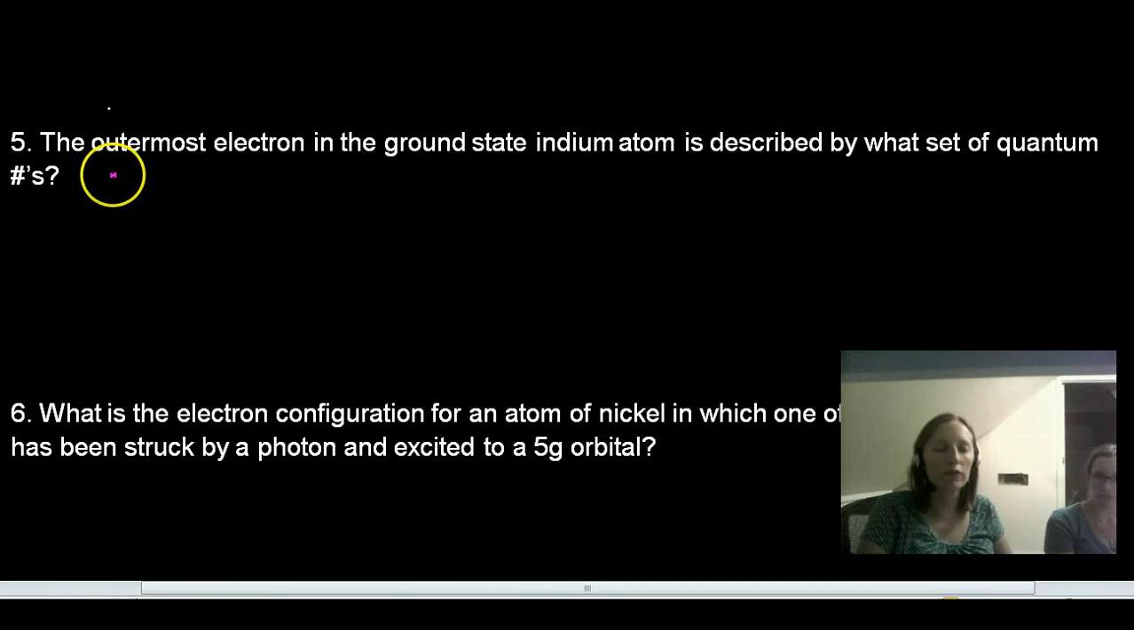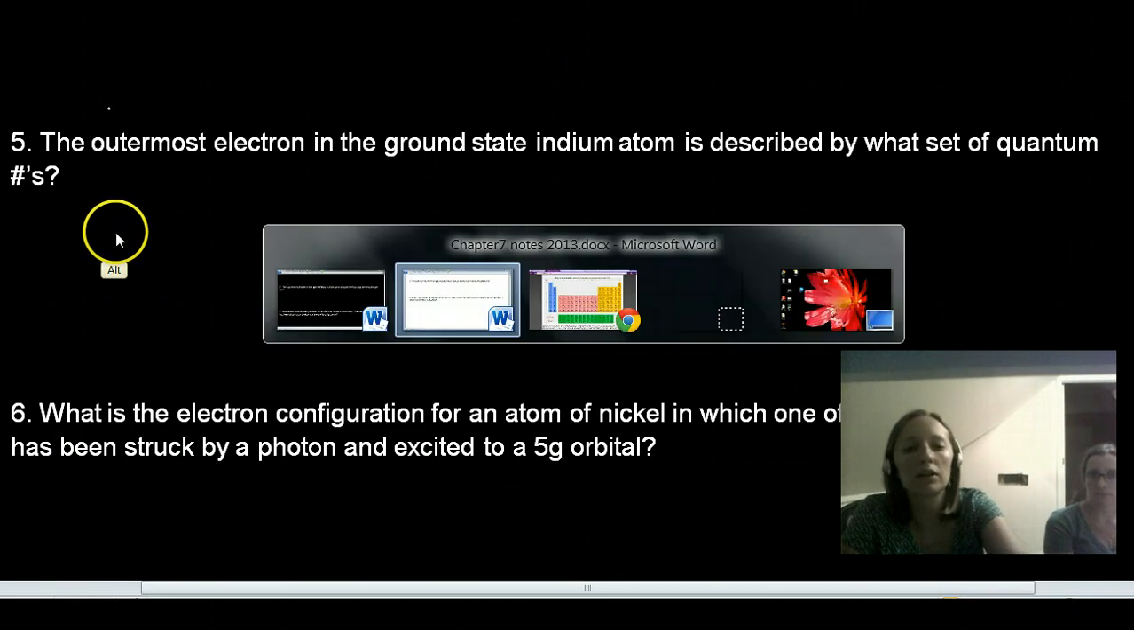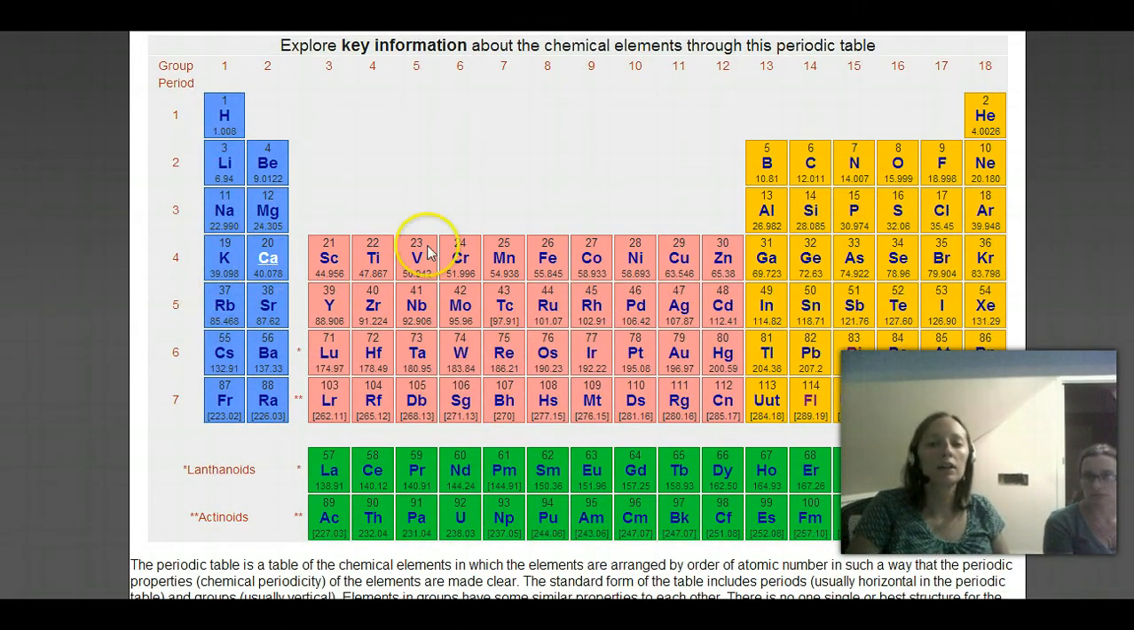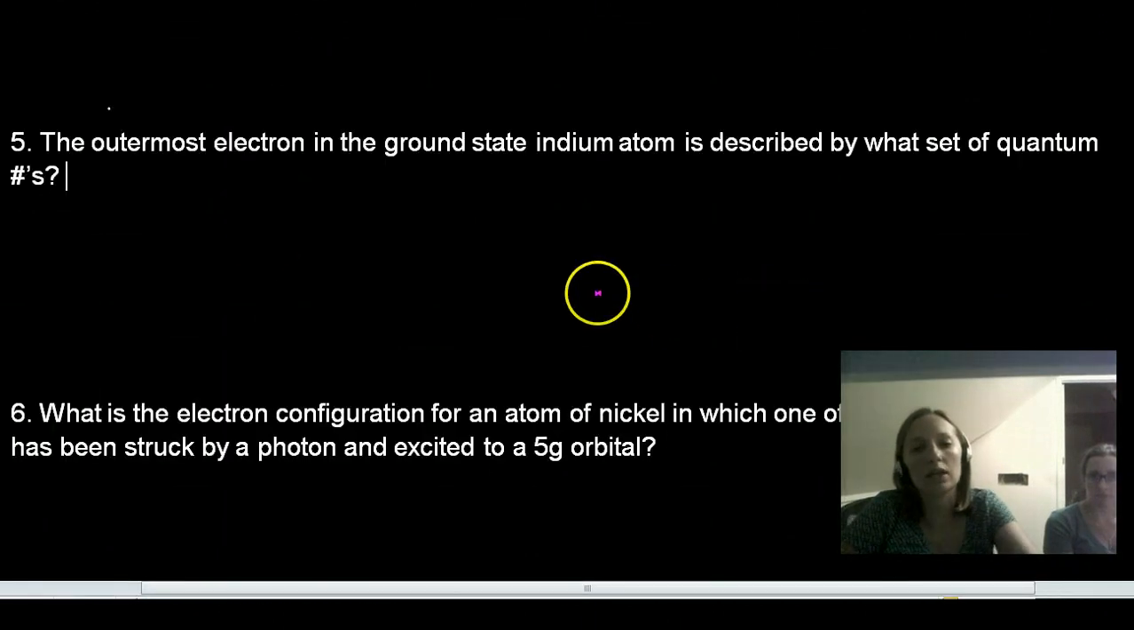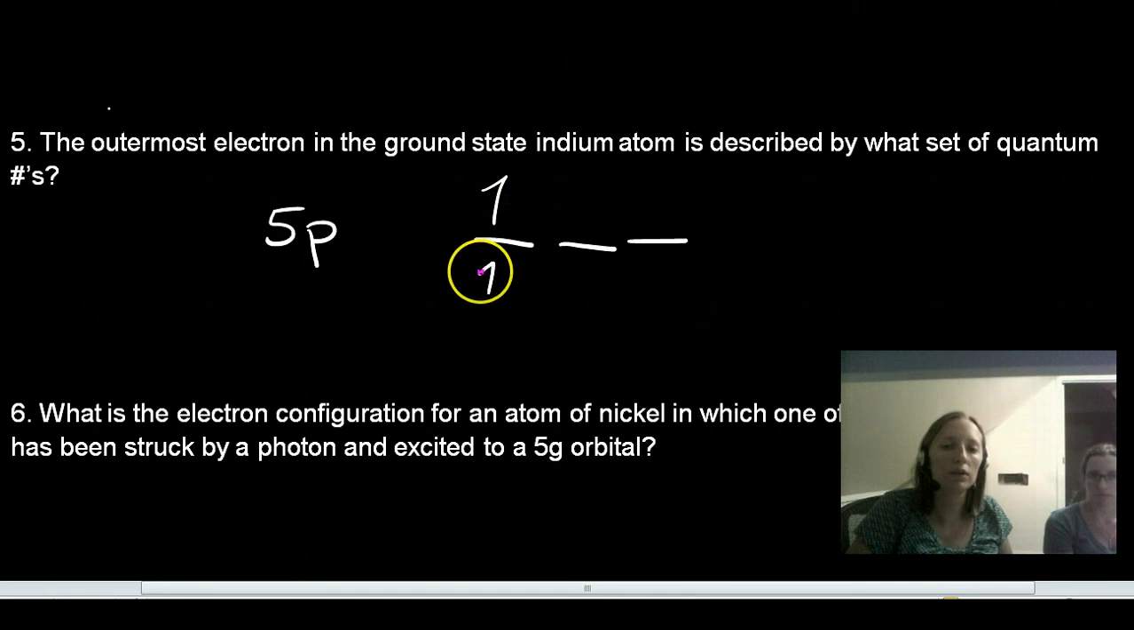Okay, and question 5. The outermost electron in the ground state indium atom is described by what set of quantum numbers? Well, we gotta go find indium. Hey, periodic table. Indium is number 49. Hello, indium. Right here. This is in the p block. It is in the 5p row. So the last electron in indium is going to be 5p. And because you're just starting 5p, it's that one.